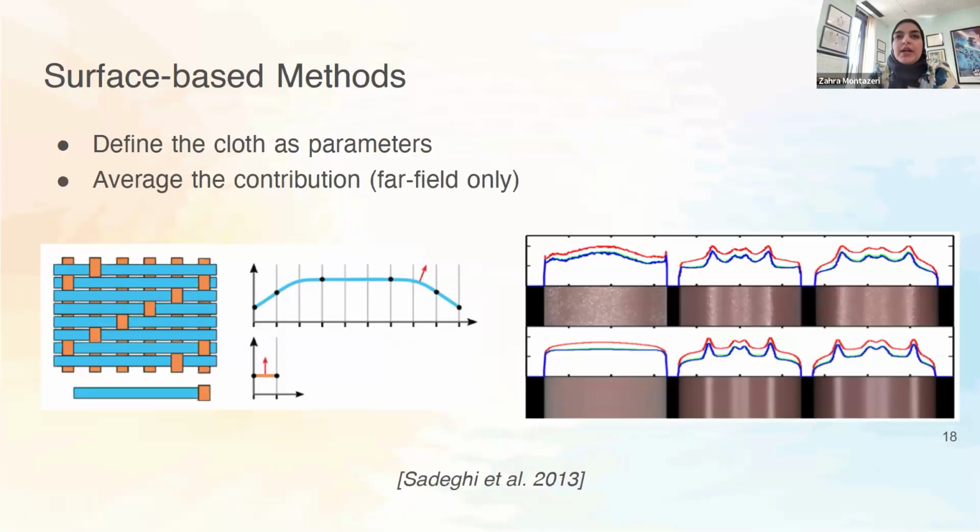And the next model was the Sadeghi model from 2013, where we can actually define the cloth as parameters. So we can define the warps and wefts and their direction, their width and their thickness, and that way we can get it more accurate. But the problem is that we cannot zoom in. If you zoom in, you don't see exactly the yarns, because everything has been aggregated, averaged out. So that's the bottleneck. There is no near field model for this.